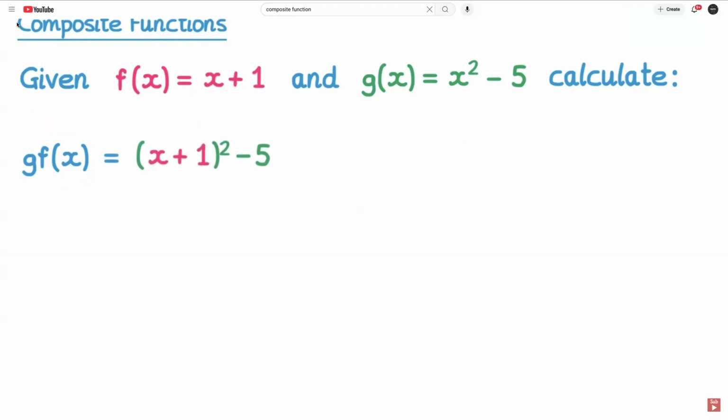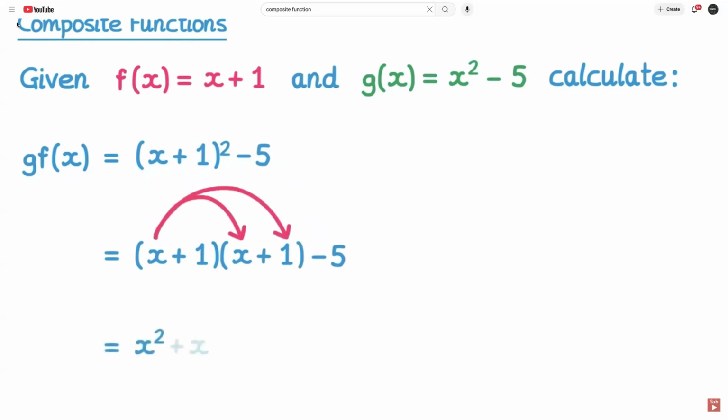We then just try and simplify this a bit. So x plus 1 all squared is just x plus 1 times another x plus 1, and don't forget the take away 5 at the end. We can expand this using FOIL, so x times x is x squared. x times 1 is plus x. 1 times x is plus x. And 1 times 1 is plus 1. And again, don't forget that negative 5. We can simplify this, because x plus x gives you 2x. And plus 1 take 5 gives you negative 4. So that's our answer.